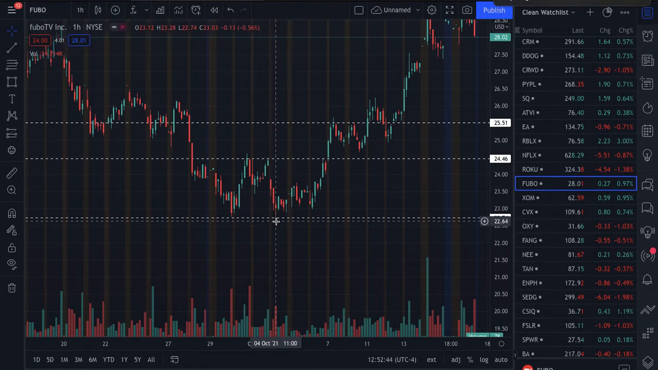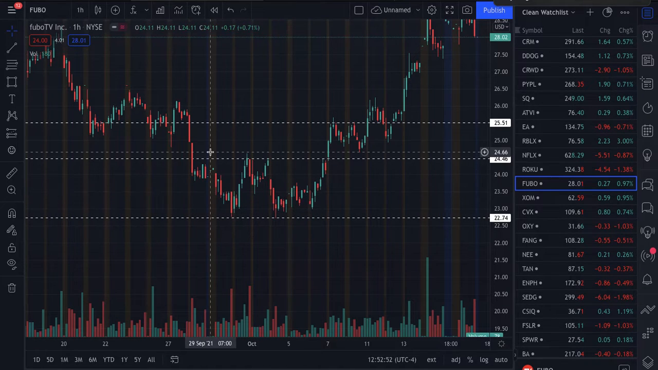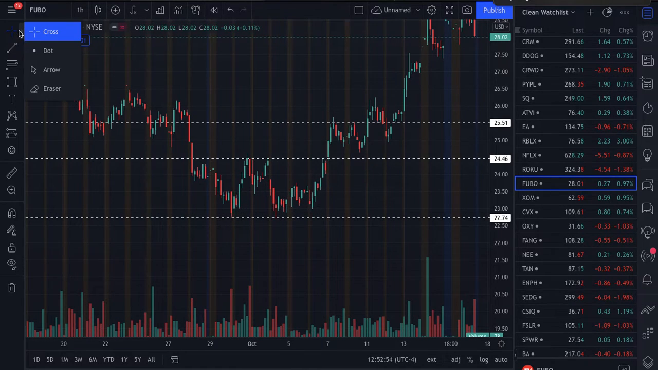Now, what I really want to hone in on is this hourly candle right here on October 4th. It's the 11 a.m. hourly candle. Look at this candle. Let me change my cursor here real quick to the arrow. We've got a long bottom wick right here for this Fubo hourly candle. There's clear buying pressure right here. There's some selling pressure, it's a red candle to begin with, and it has a top wick, but the bottom wick is what really sticks out to me.